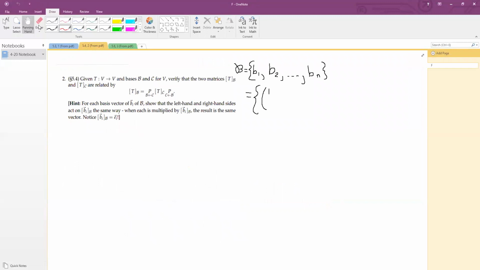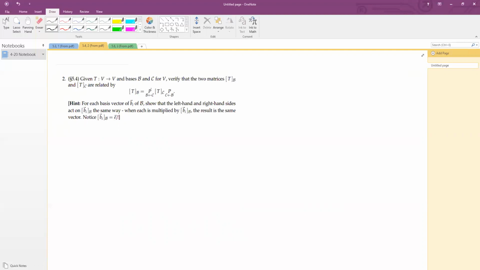All right, for the next one, I started writing some stuff here. Let me just erase that. So we are looking at a basis B, and we are looking at a linear transformation T that sends vectors from vector space V to vector space W. And we're looking at bases B and C. We want to verify that these matrices, the linear transformation matrix with respect to B and with respect to C, are related by the following relationship.